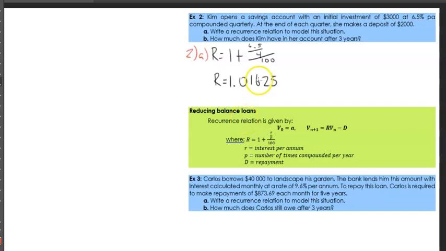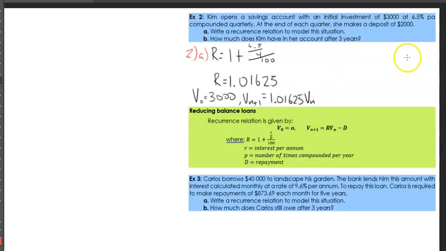Now with this common ratio, we can write our recurrence relation. So always start off with V of 0. She initially deposits $3,000. And to get the next term, V of n plus 1, this is equal to V of n times whatever the common ratio is, 1.01625.